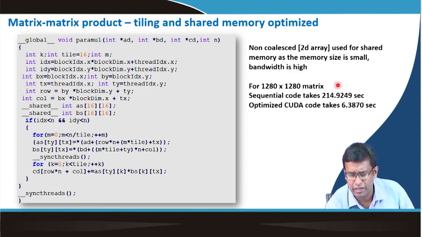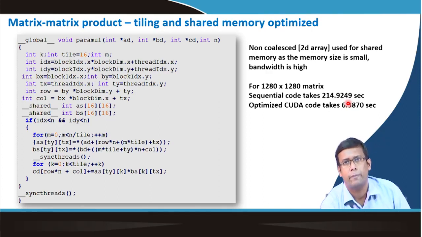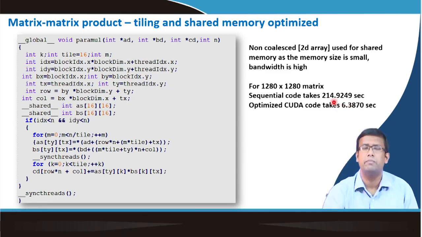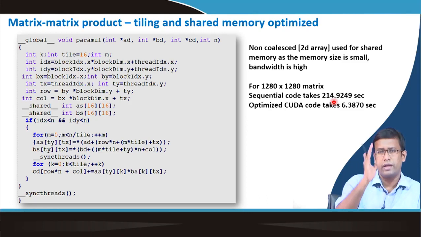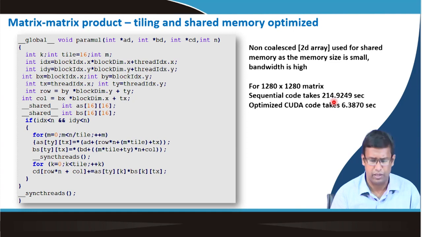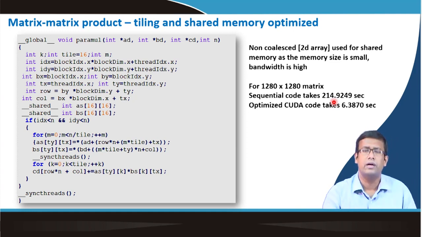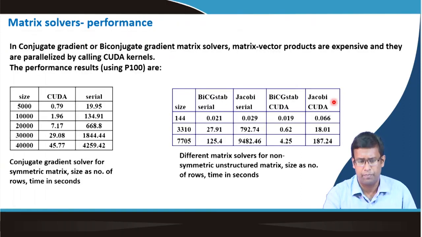For a 1280 by 1280 matrix, sequential code takes 214 seconds. This optimized code takes 6.38 seconds. So more than 30 times speed up has been obtained using the GPU card here. Why is the speed up more than matrix vector product? First, we are using this optimization based on shared memory and tiling, and also the total computation is quite large here. In matrix vector product, total computation is small, only getting one row of the product matrix. There the computation was of the order of n, here it is of the order of n squared, so it is large computing.